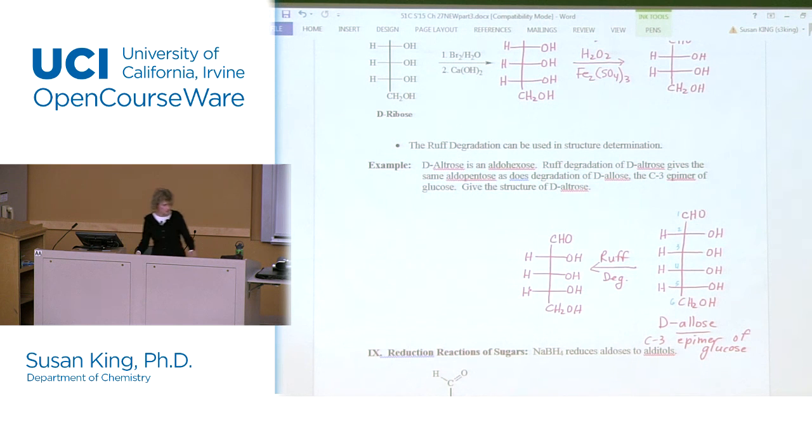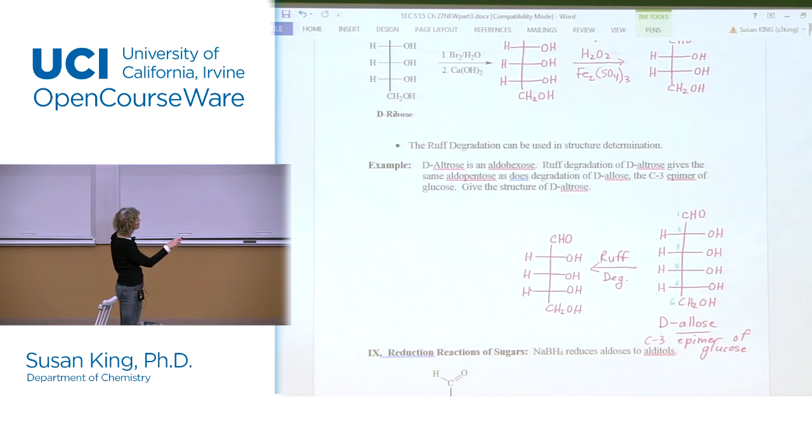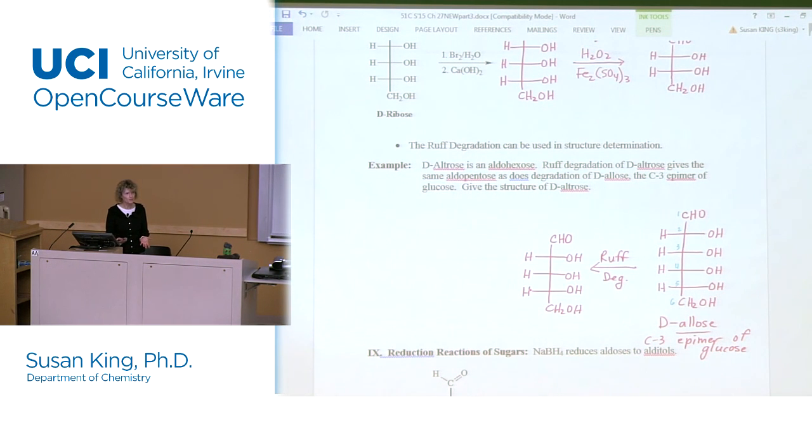Would everybody agree that that's the product you would get from Ruff degradation of D-allose? Everybody see that? All right, so if you're going from the bottom, everything's staying the same. That carbon's the same, that carbon's the same, that carbon's the same, that carbon's the same. The only thing that changes is the top 2 carbons. That's gone, and that becomes now carbon 1. All right, so what that means is that if they form the same sugar on Ruff degradation, that allows us to draw the structure of D-altrose.